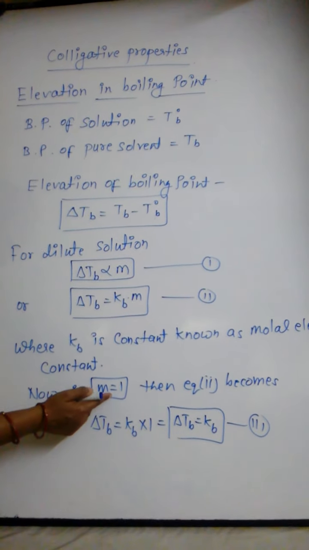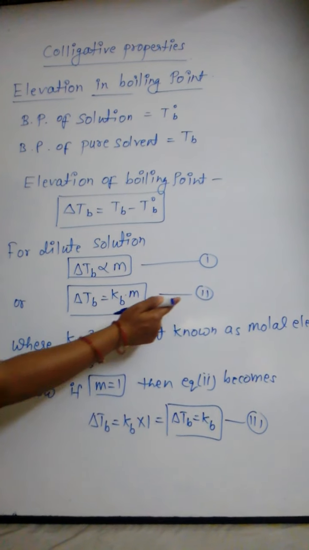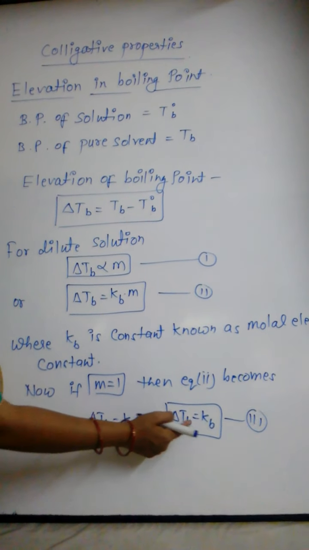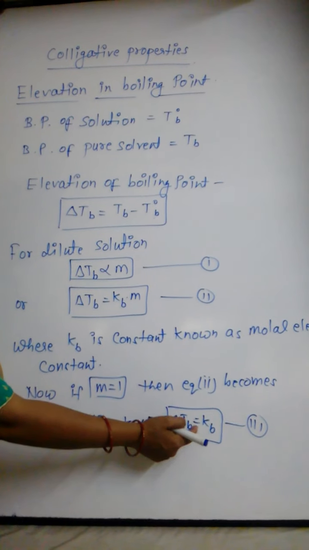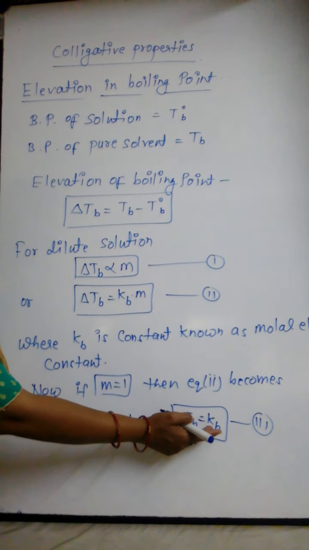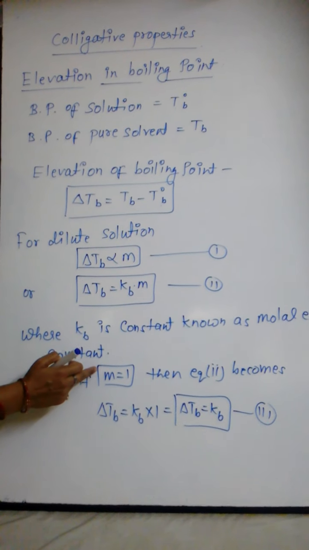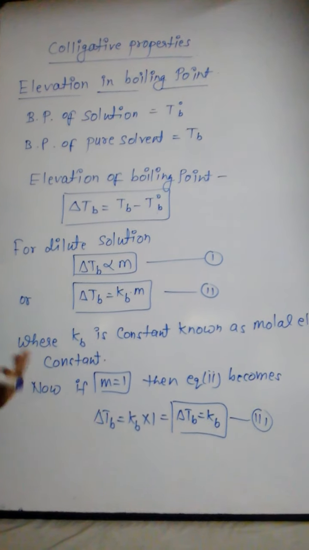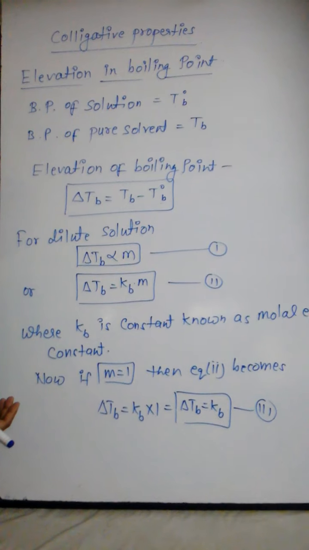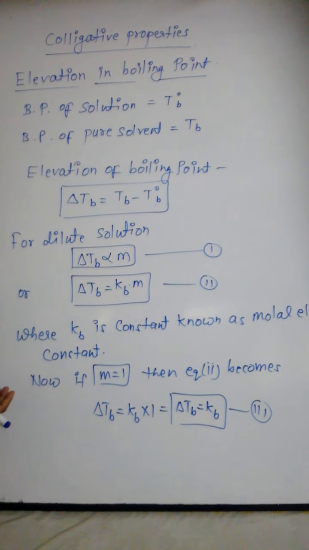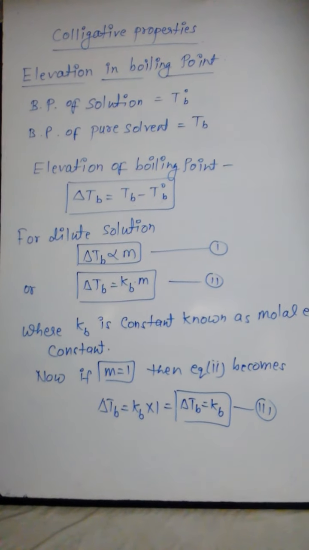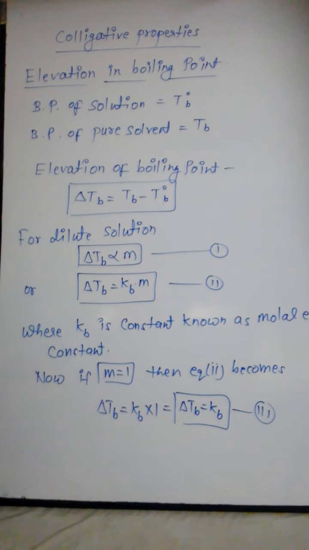If the molality m equals 1, then equation 2 becomes delta Tb equals Kb. So the elevation in boiling point becomes constant when the molality is 1, that is, when 1 mole of solute is dissolved in 1 kilogram of solvent. Our question is to prove that elevation in boiling point is a colligative property.